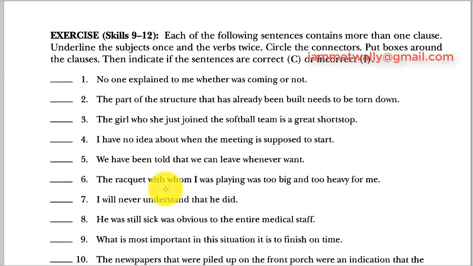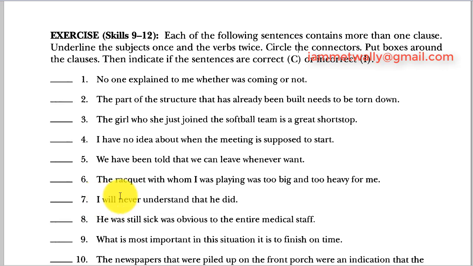6. The racket with which I was playing was too big and too heavy for me. The racket is the subject, whom is the connector, I is the subject, and the verb is was playing. Whom I was playing is the adjective clause that describes the word racket. Was is the verb of the subject racket. So this sentence is good, but the problem here is that whom is an incorrect connector, because whom doesn't come with things. I should have used which: the racket with which I was playing was too big and too heavy for me.